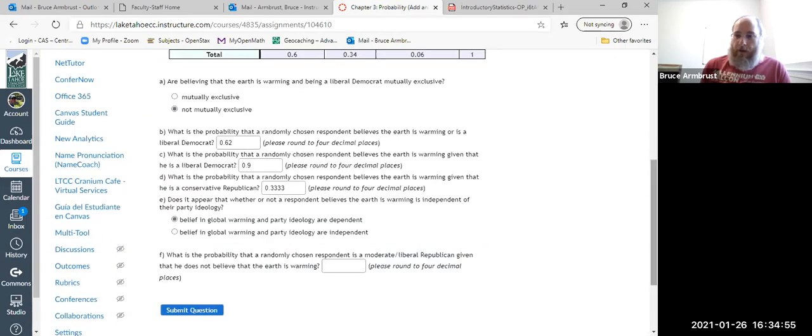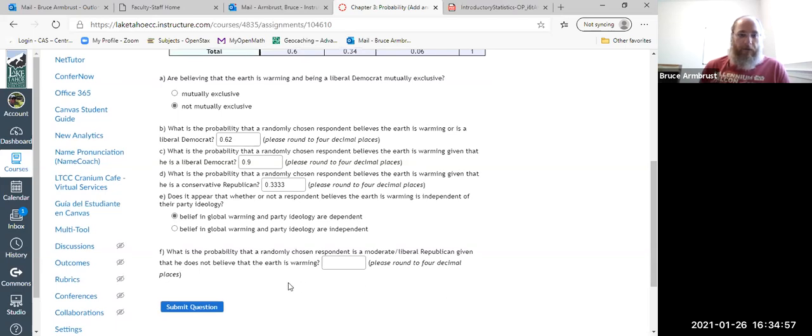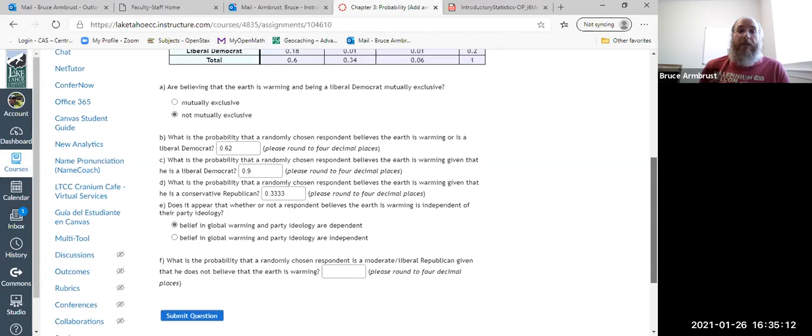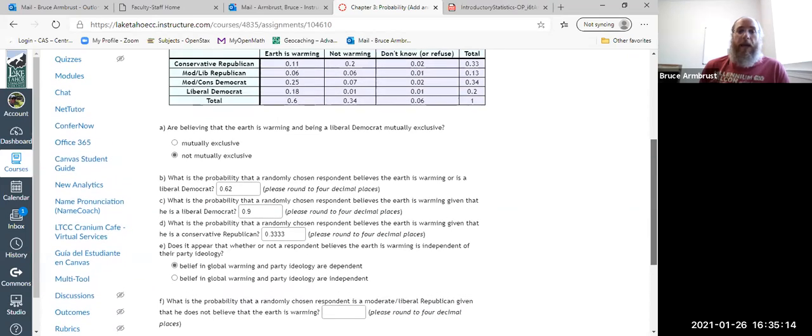Okay, so, sorry about that. Let's look at the last one. It says, what's the probability that a randomly chosen respondent is a moderate/liberal Republican, given that he does not believe that the earth is warming? Okay, so this is another given, but this time we're looking at the earth is not warming. So I'm looking at just this column. I don't care about the rest. I just want this column.